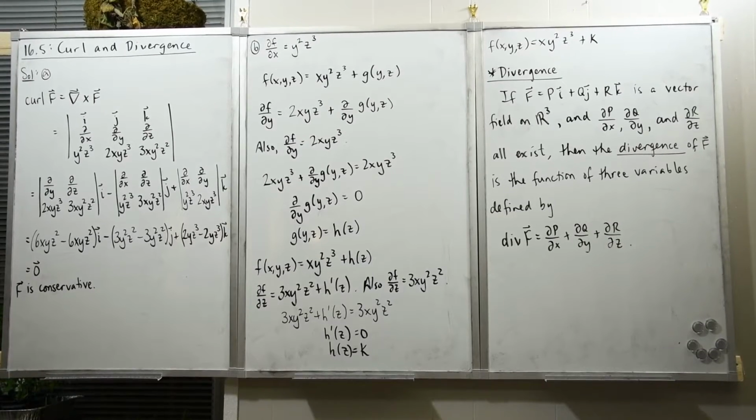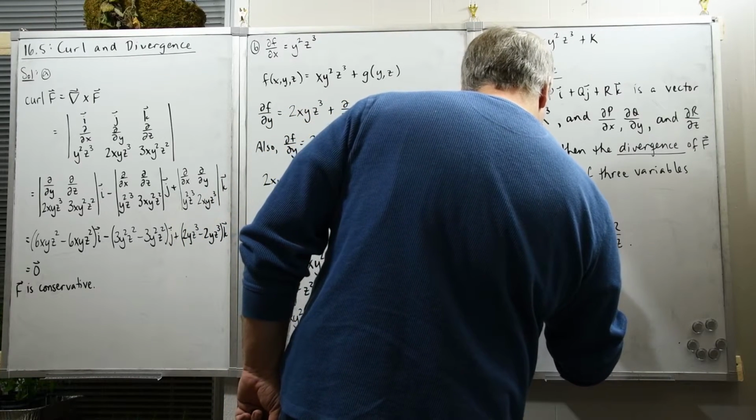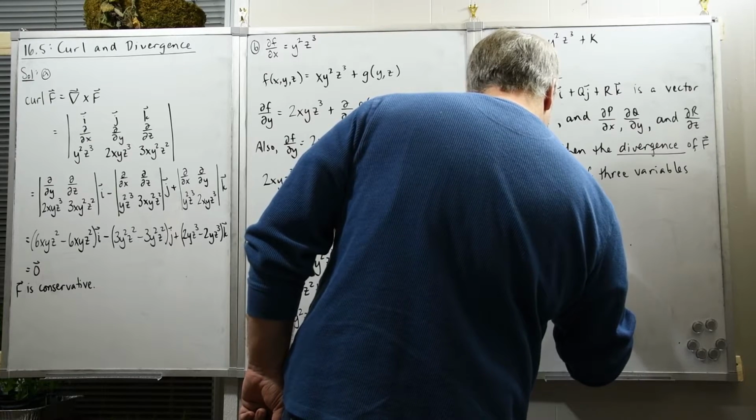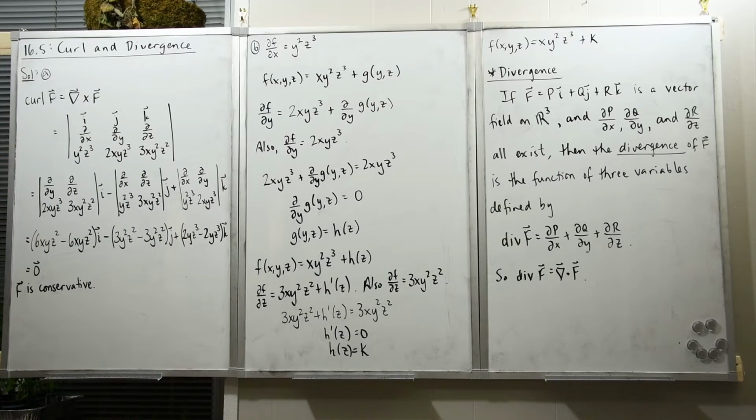The divergence of F is the partial of P with respect to x plus the partial of Q with respect to y plus the partial of R with respect to z. Now if you think about that, we had a little representation for the curl of F as del cross F. It turns out the divergence of F is going to be del dot F. So we're going to be taking a look at an example in which we find the divergence of a vector field.